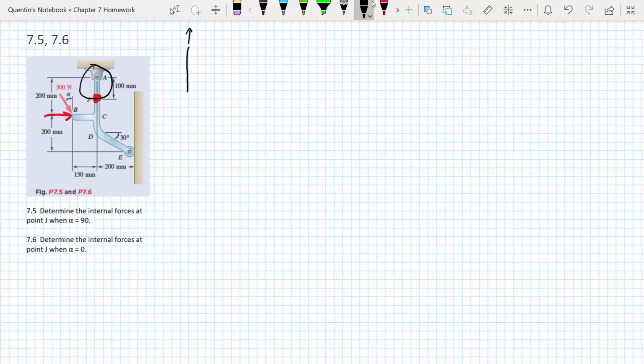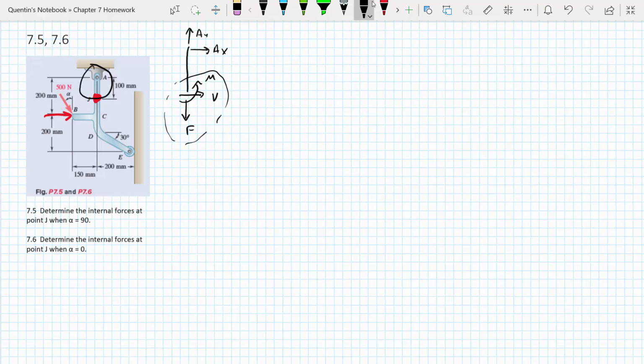At A, I have some AY, some AX. I'm going to cut through it, so I'm going to have an axial force F, a shear force V, and some moment going there. Okay, so these are my unknowns, so I need to figure out AX and AY based on this whole thing. So let's take the sum of my moments at A, even though I want A, it just seems a little more intuitive, is equal to 0.